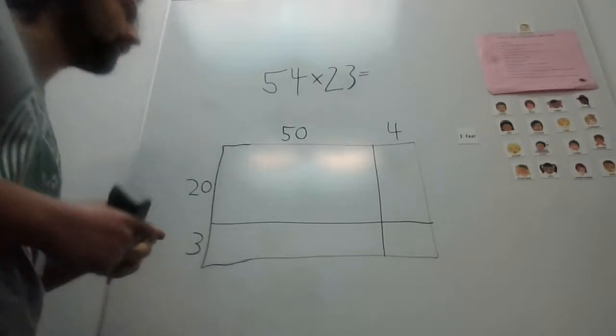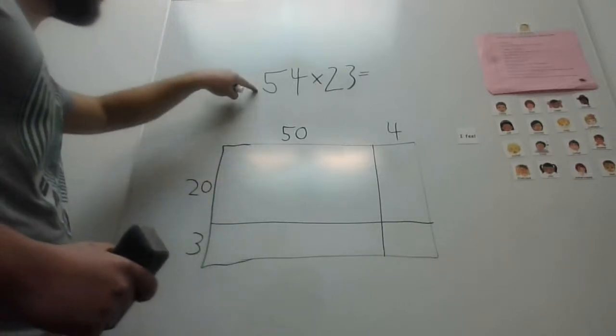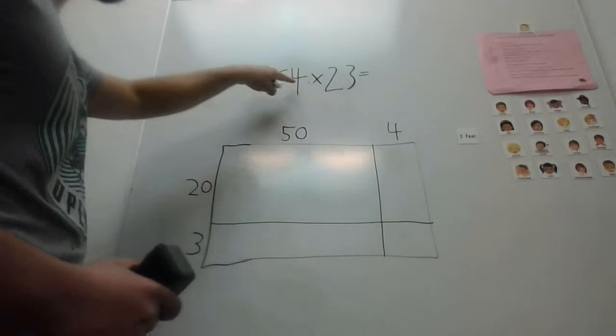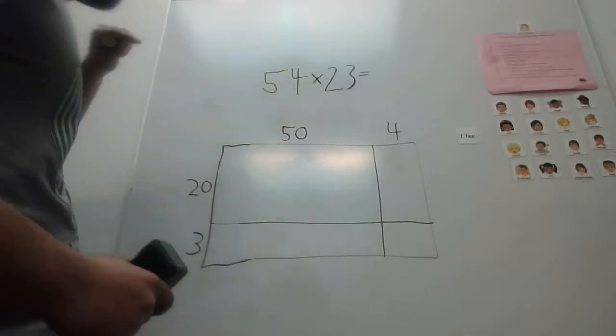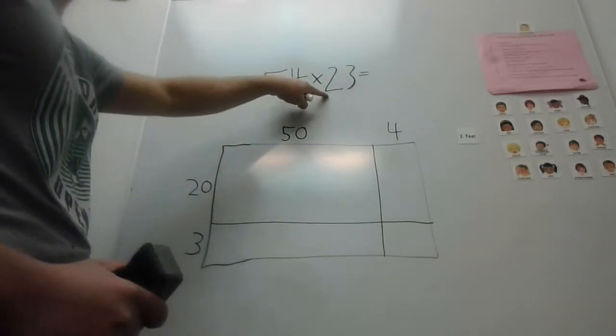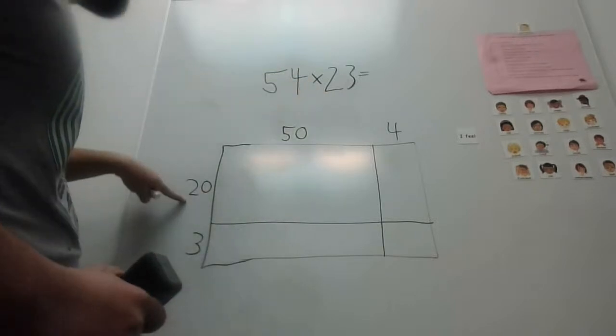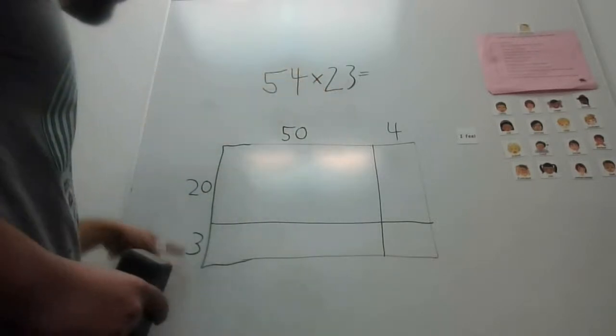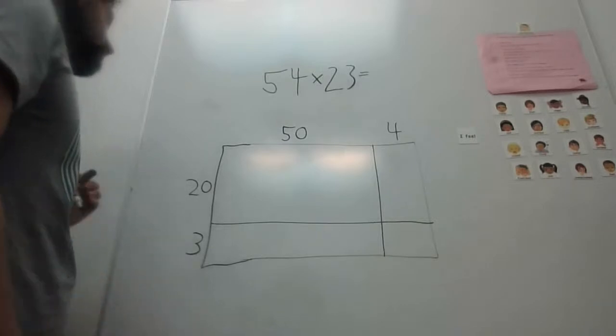So this is how we would set it up. We have the 50 to represent 5 tens. We have the 4 to represent 4 ones. And then going down, we have 20 representing 2 tens and 3 representing 3 ones.